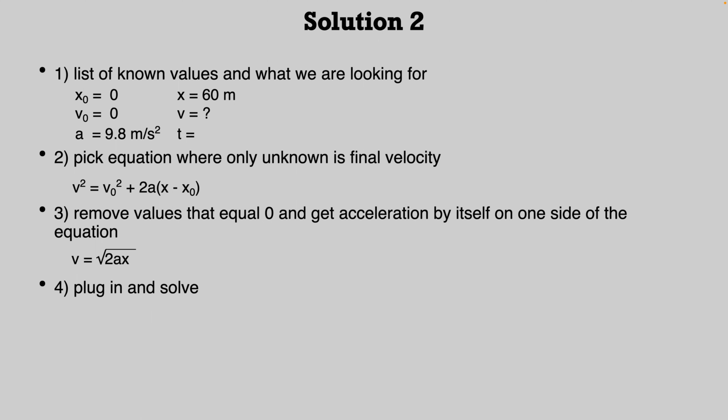Now we can just plug it in and solve. 2 times 9.8 times 60, and then square rooted, is going to get us about 34.293 meters per second as our final velocity.